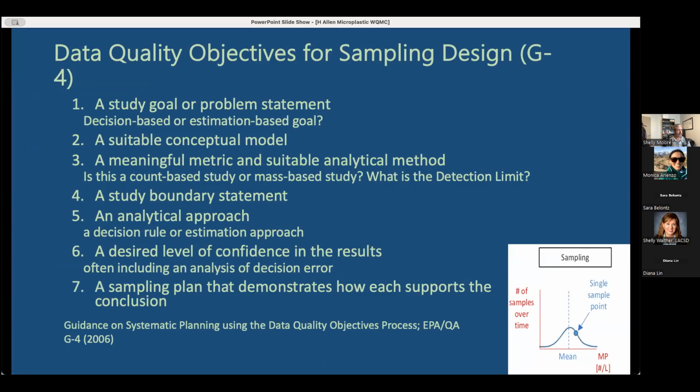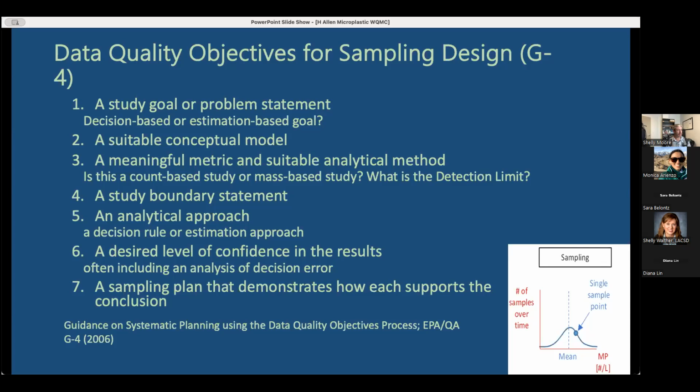You guys will recognize these things. What's your analytical method going to be? And what type of information do you need from that analytical method? Is it going to be a quantitative study or a research study? What kind of thing are you trying to answer? The boundary statement, the time and space that you want this result to apply to.